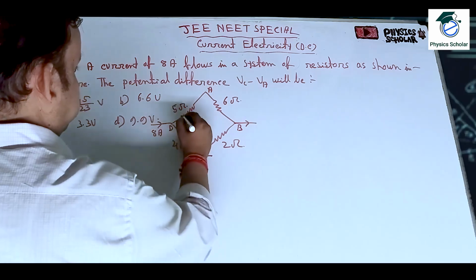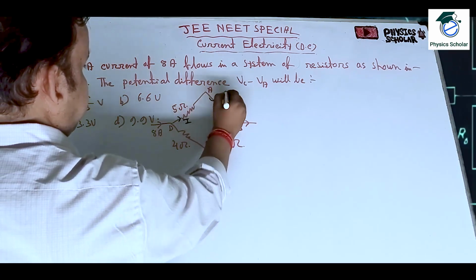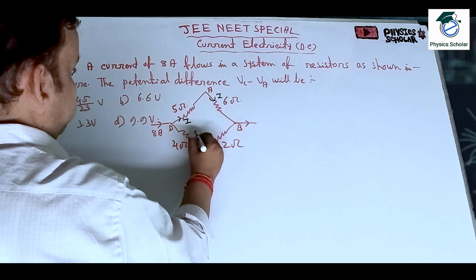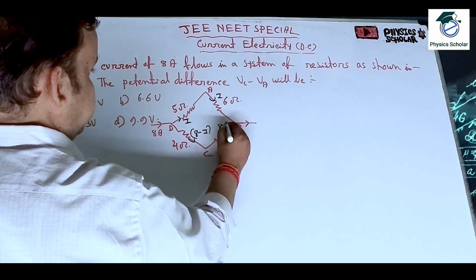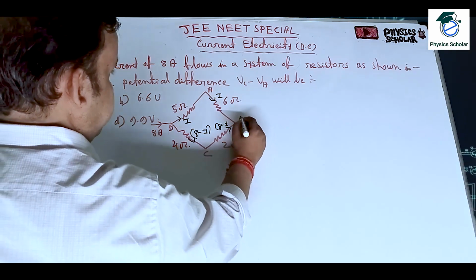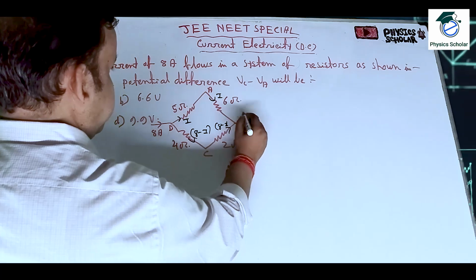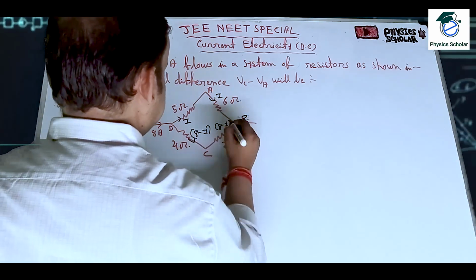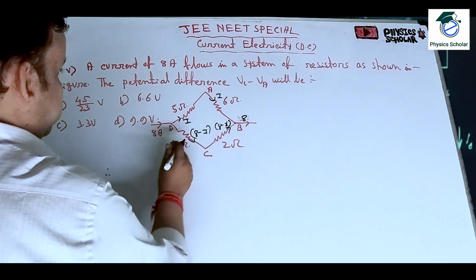Suppose this current is I, so this current will also be I, and the total is 8. So this will be 8 minus I, and this is also 8 minus I. These two resistances are in series and these two are in series, and it will meet again and be 8. So now the potential difference.